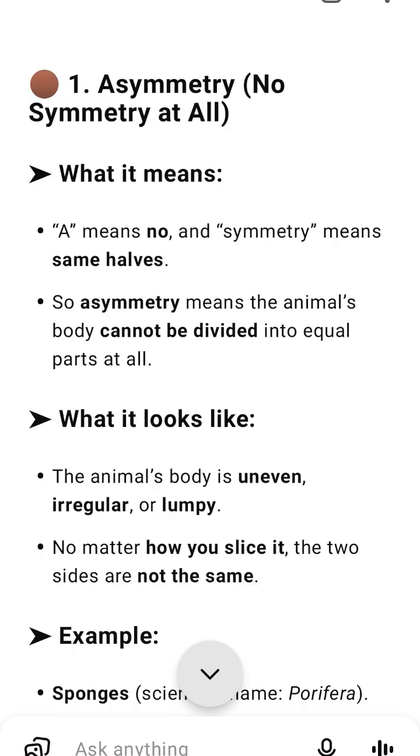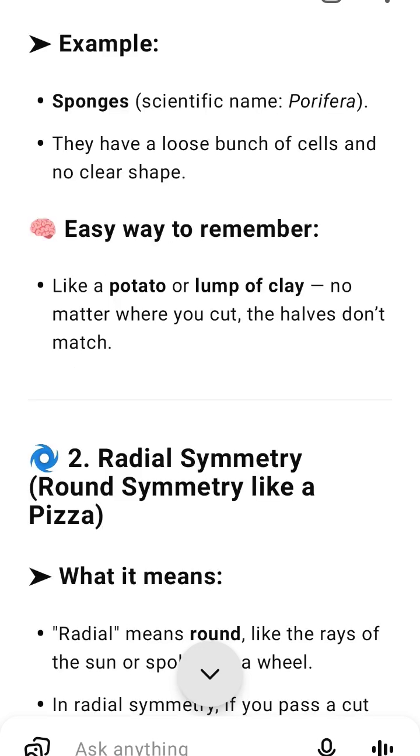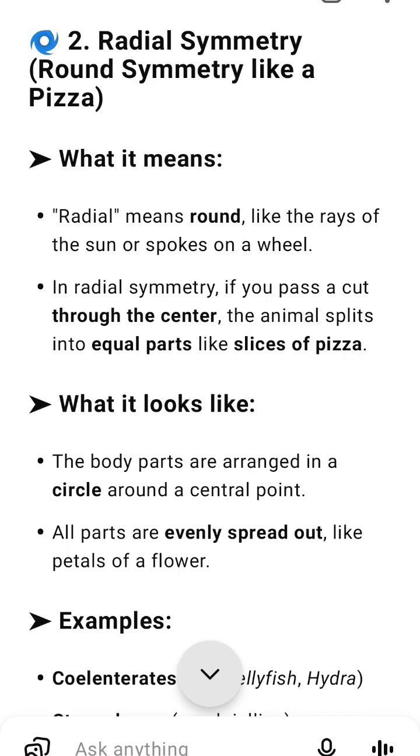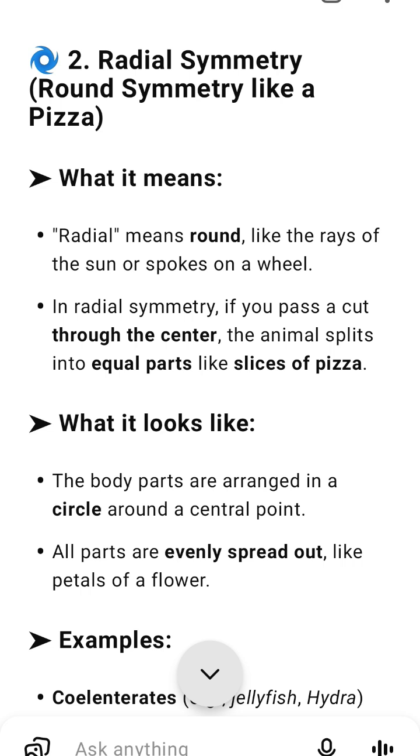3. Bilateral symmetry, 2 equal sides. What it means: bi means 2. These animals can be divided into left and right halves that are mirror images of each other. What it looks like: the body has a clear front, head, back, top, and bottom. Only one line divides the body into 2 equal halves.